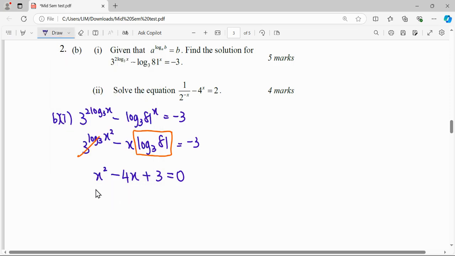Then we continue. After we get this quadratic, the next step will be factorization. And x will be equals to 1, x will be equals to 3. So both of these will be our answer.